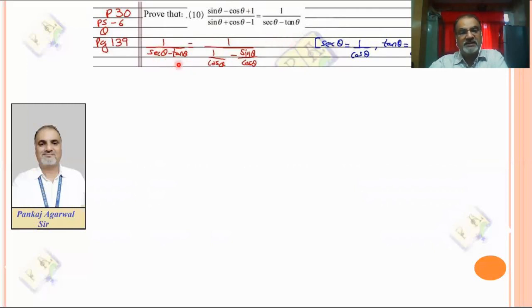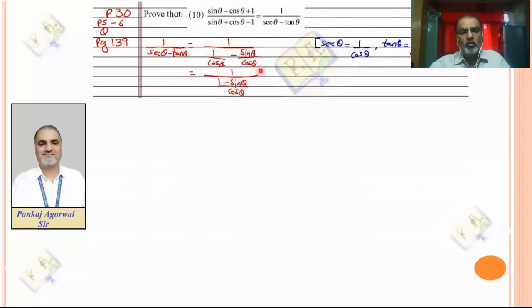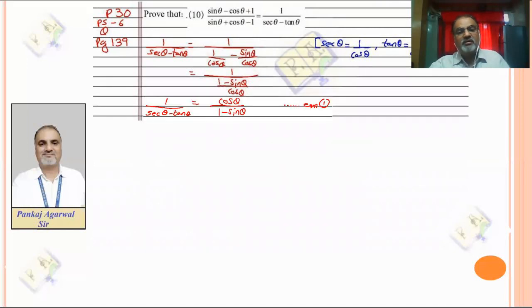I'll convert sec and tan into sine and cos. So what is sec theta? 1 upon cos theta. And what is tan theta? Sine theta upon cos theta. The answer will become 1 whole upon, now writing in the denominator, 1 upon cos theta minus sine theta upon cos theta. Look, the denominator is same, so we can subtract the numerators. It will become 1 whole upon (1 minus sine theta) upon cos theta. Take the reciprocal, we get cos theta whole upon 1 minus sine theta. That means 1 whole upon sec theta minus tan theta is same as cos theta whole upon 1 minus sine theta.